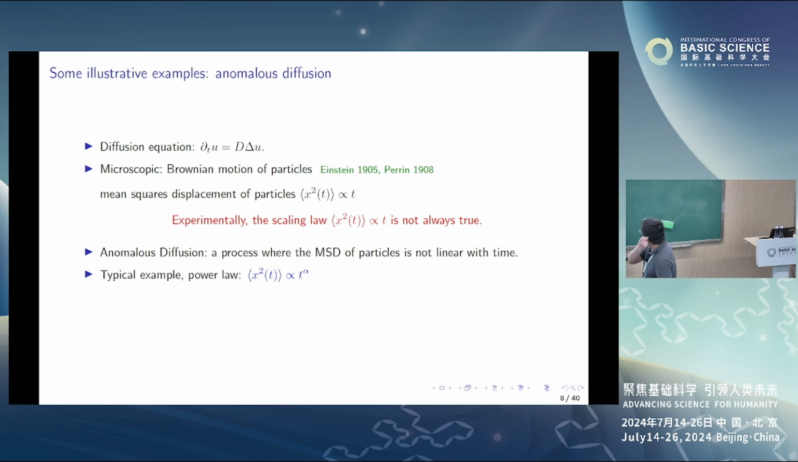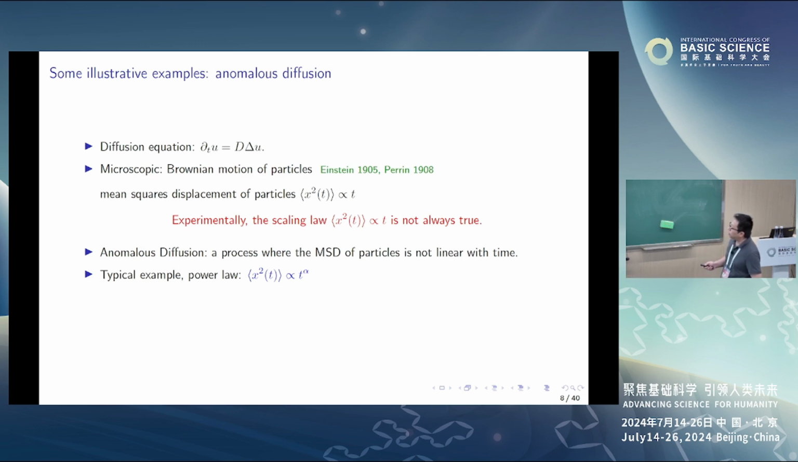Okay? And the third example is the modeling of anomalous diffusion, right? We are familiar with the diffusion equation. The first order derivative in time is proportional to the Laplacian in space, right? At the microscopic level, the diffusion phenomenon is due to the Brownian motion of particles. One important statistical law of Brownian motion is that the mean square displacement of a particle is proportional to time, okay, linear in time. But in many experiments, people find that this scaling law is not always true, okay? And anomalous diffusion is a process where the mean square displacement of the particle is not linear in time.